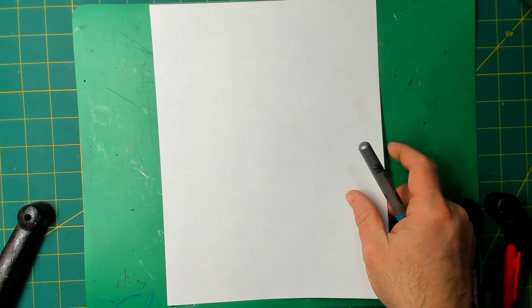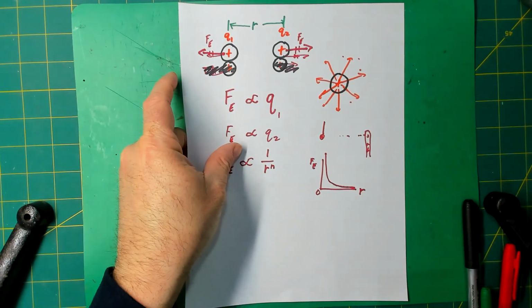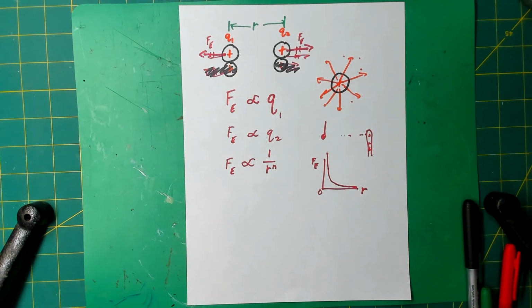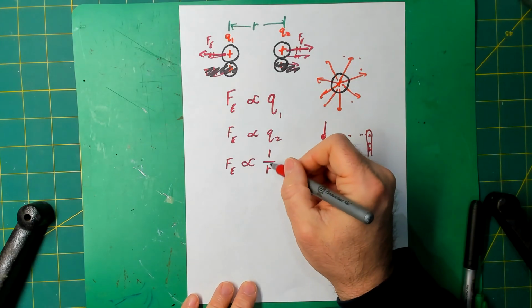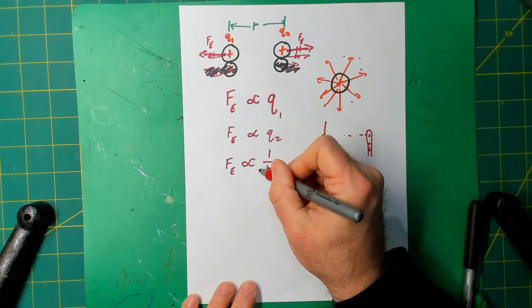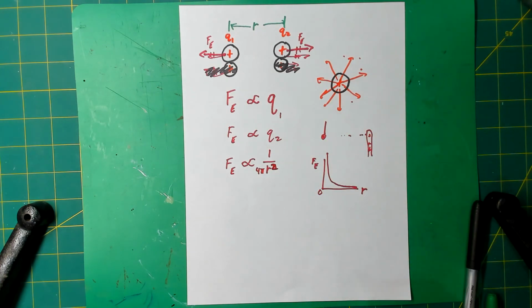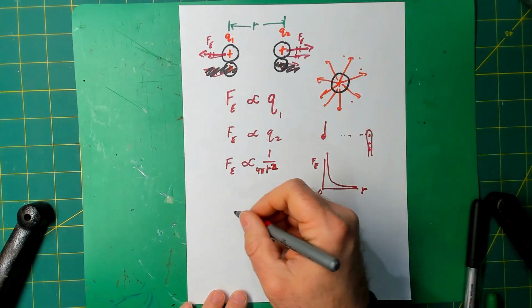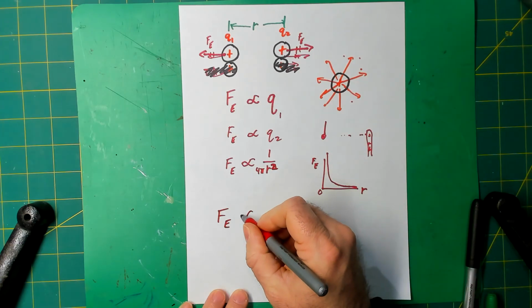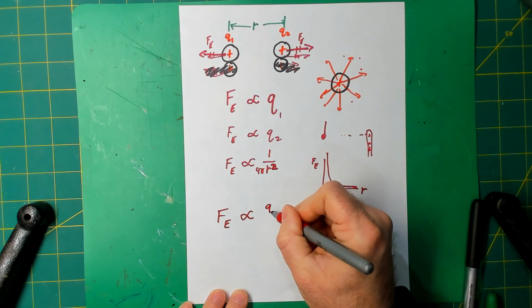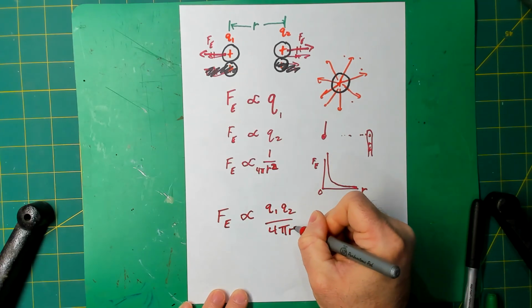Anyway, moving on. Going back to where we were, we just figured out that this electric force should be proportional to not 1 over r, but 1 over 4 pi r squared. So if I put these together, then I should figure out that the electric force should be proportional to Q1, Q2, and 4 pi r squared.